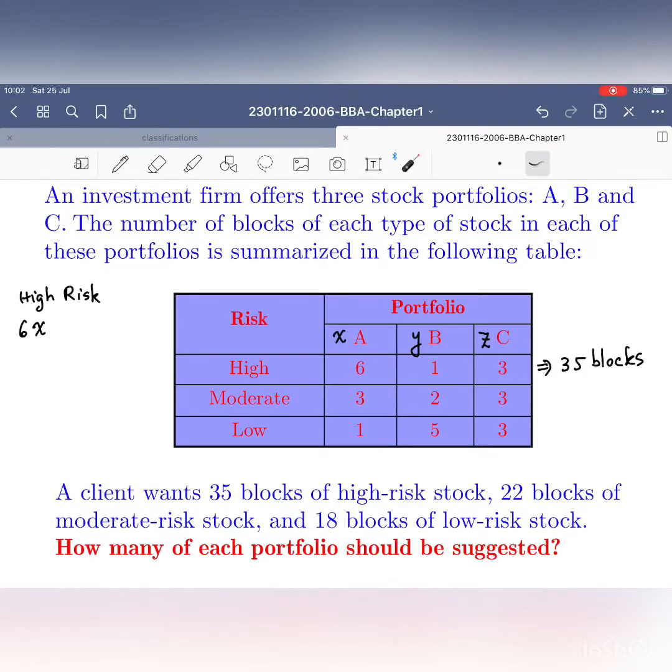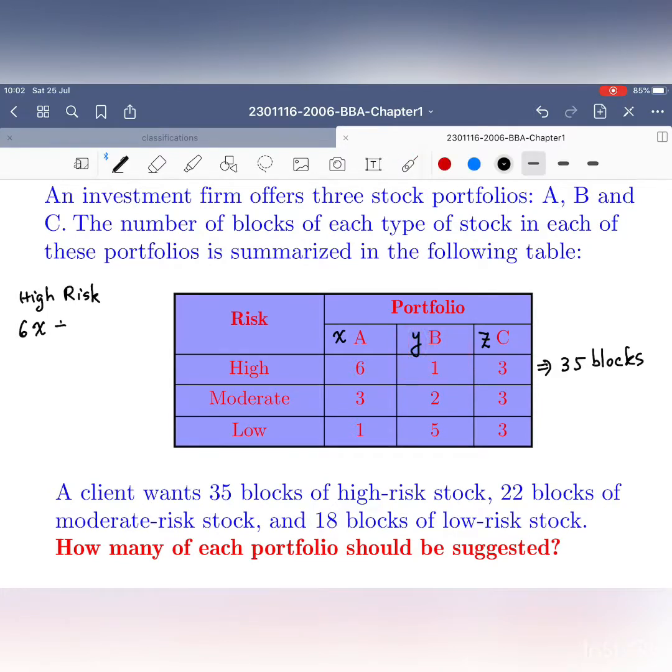The same thing, if you invest only one of the B portfolio, the second portfolio, you are going to get only one block of high risk stock. But if you do Y of the B portfolio, you are going to obtain 1 multiplied by Y high risk stock, right?